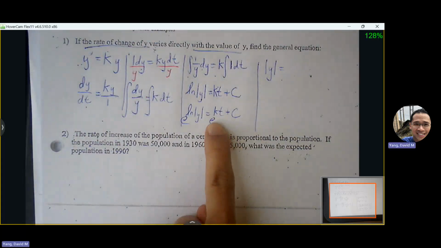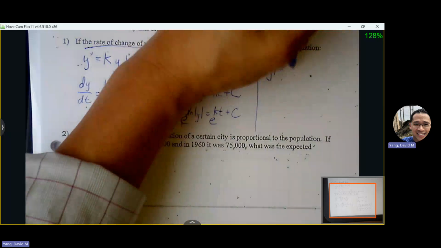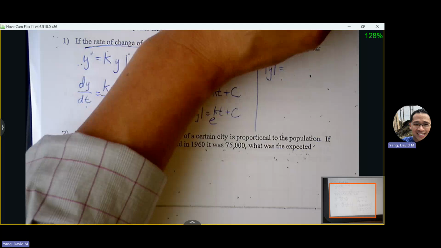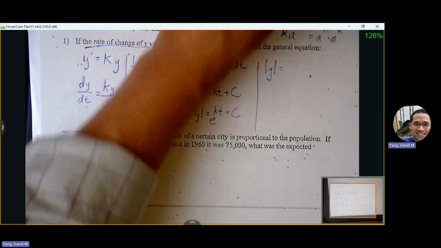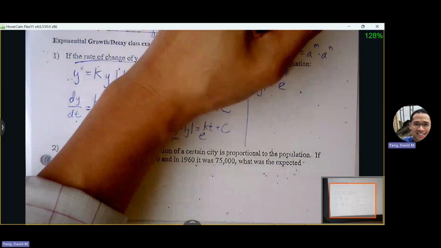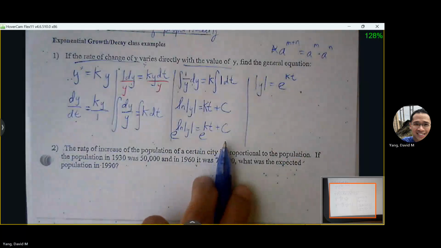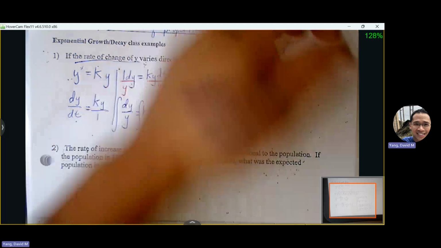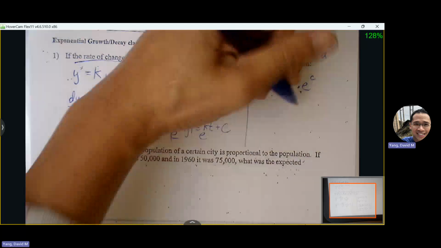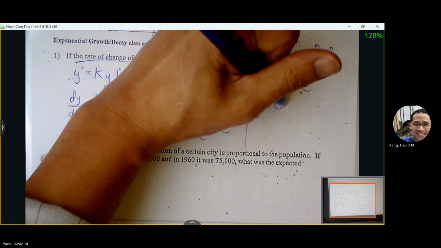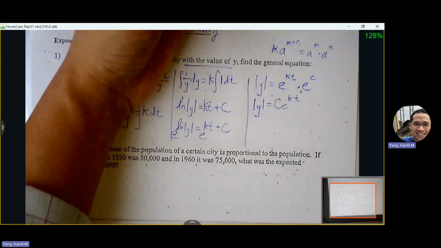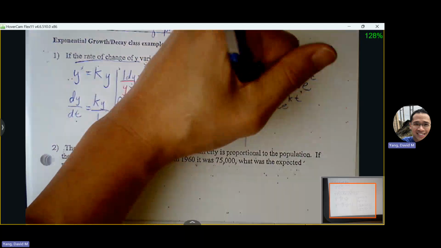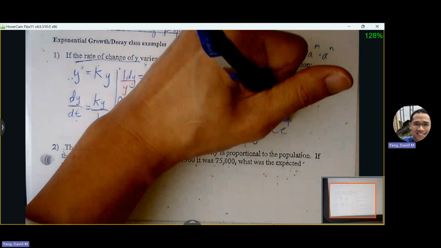And then we can split this up, right? E to the kt plus c can be written as, we can apply this property, a to the m plus n can be expanded into a to the m times a to the n. So e to the kt times e to the c. And what do you know about e to the c? It's just a constant. I can drop the absolute value. The plus and minus will show up on the right side, but then it'll just get absorbed into that c. So y is equal to c e to the kt.